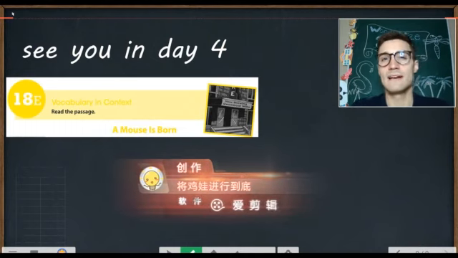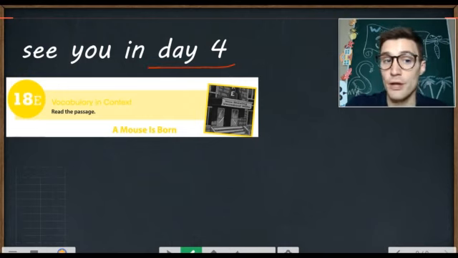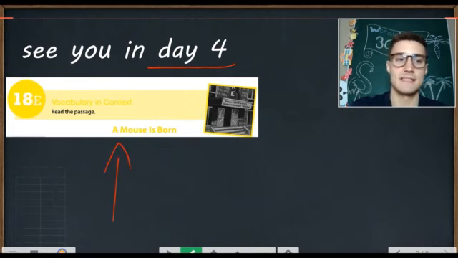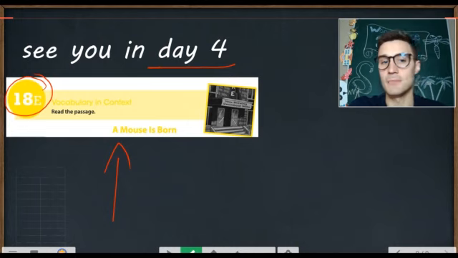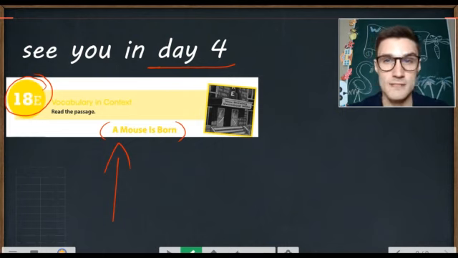And that's it for today's lesson. Friends, well done and thanks for joining. Remember to join me in the next class, day 4. We'll be taking on activity 18E. We'll be reading a passage. The passage name is A Mouse is Born. Bring this passage along with the 15 questions and we'll get into that in the next class.